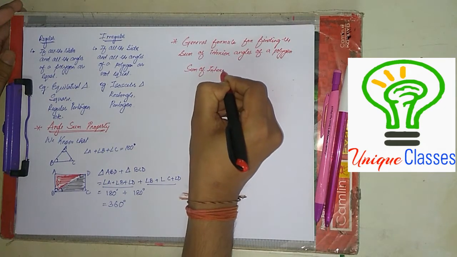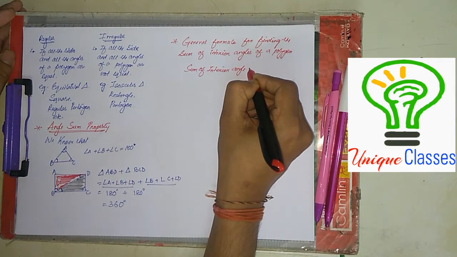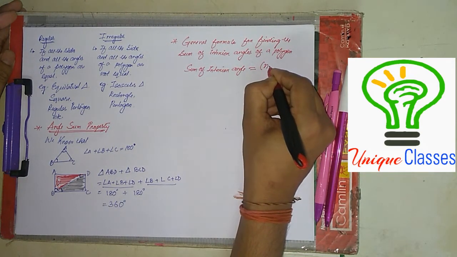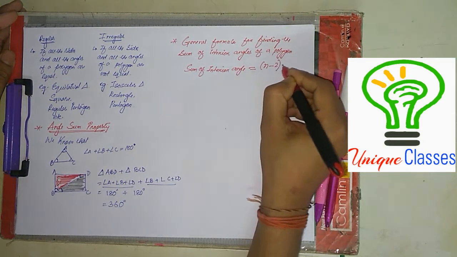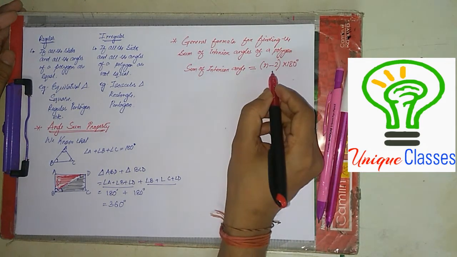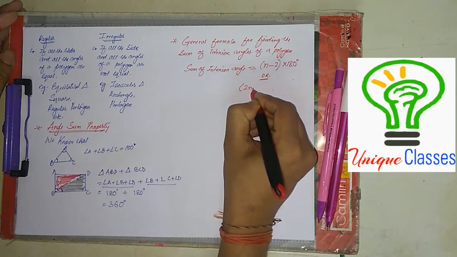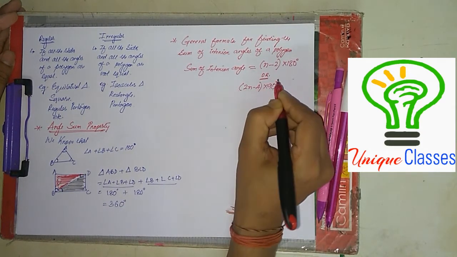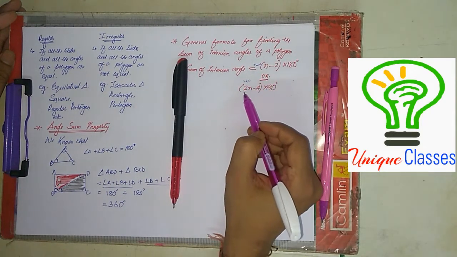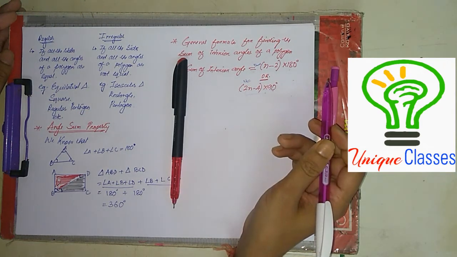Sum of interior angle is equal to n minus 2 into 180 degree, or we can also write this as 2n minus 4 into 90 degree. You can use either this or this, both are the same thing, right? If we take common 2, then 2 into 90 gets 180 degree, that is fine. So either you can use this one or you can use this one also.